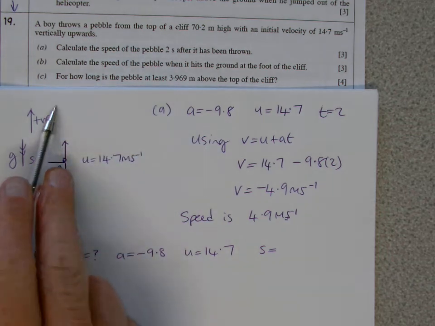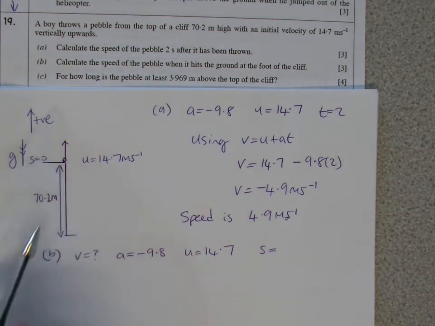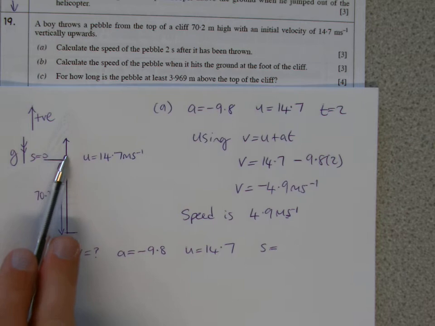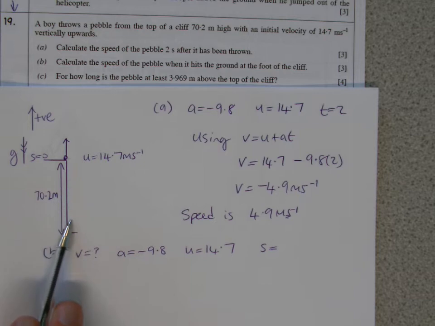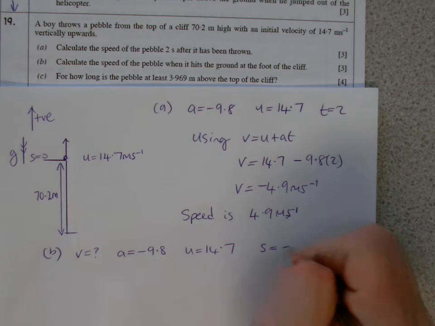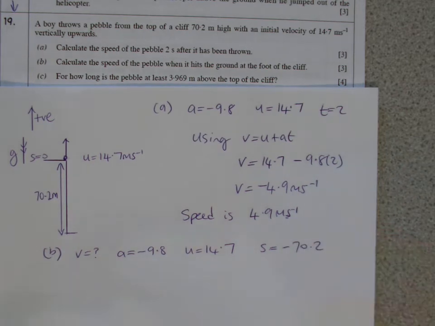Remember, upwards is positive, so when it goes upwards, that's positive displacement. When it falls again, it'll have 0 displacement when it gets back to its starting point, but as it keeps going down, it'll have negative displacement. If upwards is positive, downwards is negative. So s will be minus 70.2. It's important that you do put the minus there.